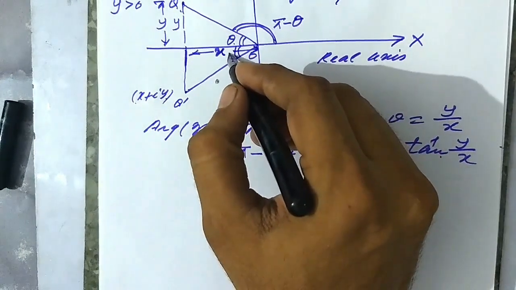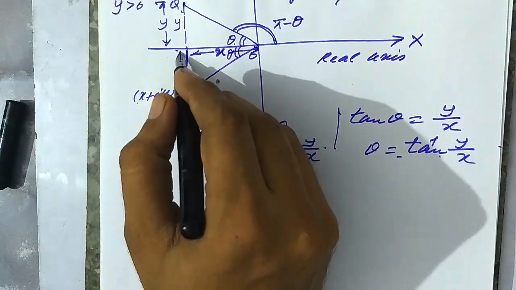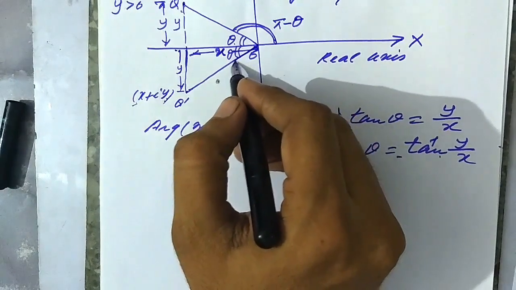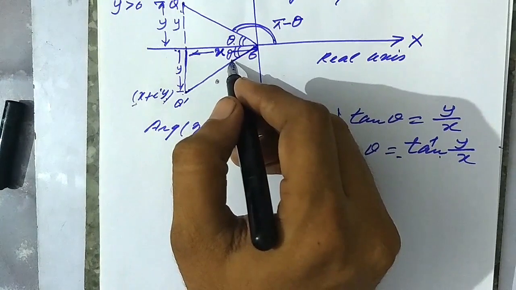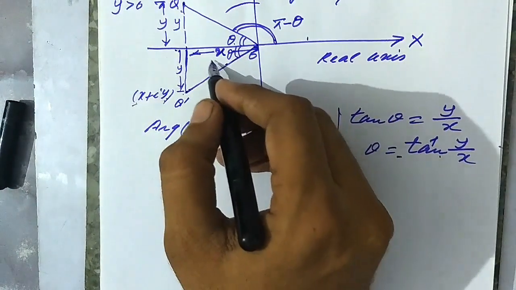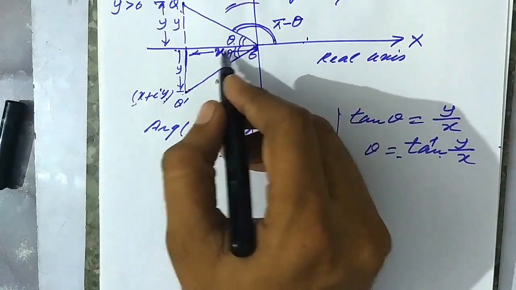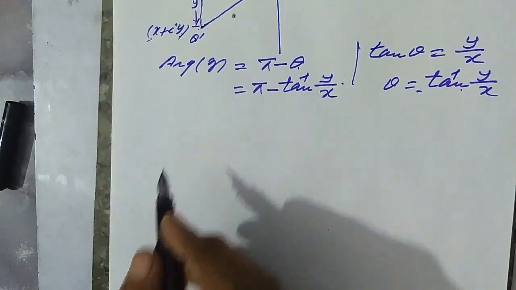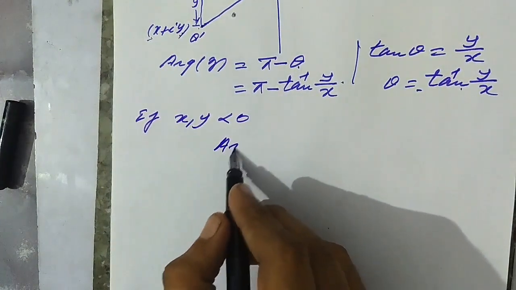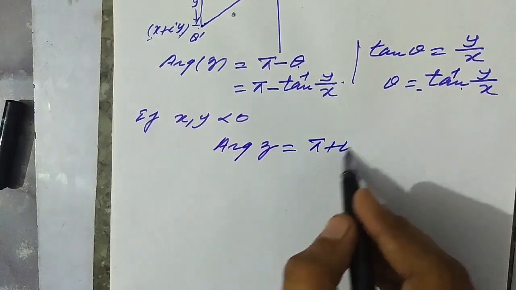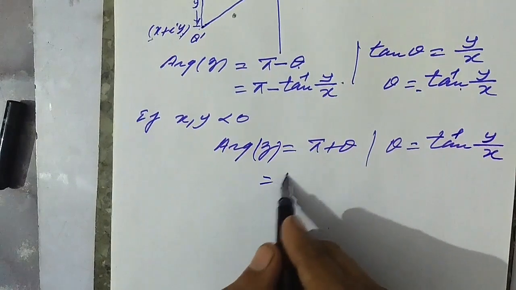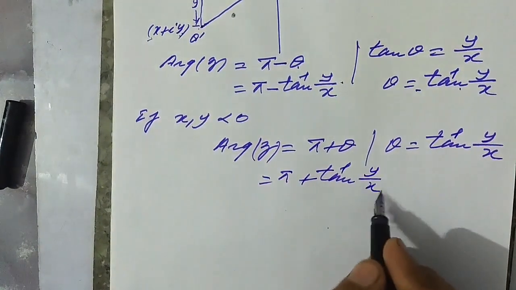let it be theta this time, and this distance must be y according to the coordinate of the point. So as you see, if we take the angle made by OQ dash with the positive direction of x-axis, it will be this angle, the angle from this line up to x-axis, and obviously that will be 180 plus theta. So if x and y both are negative, argument z is equal to pi plus theta, where theta is equal to tan inverse y upon x. So this is pi plus tan inverse y upon x.